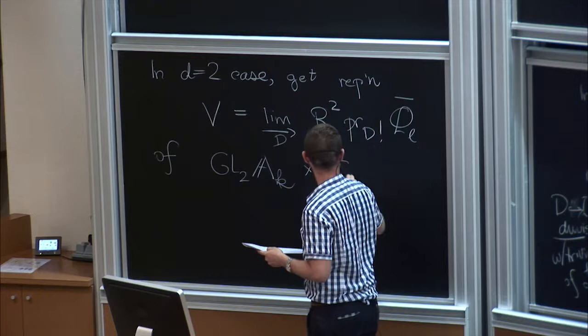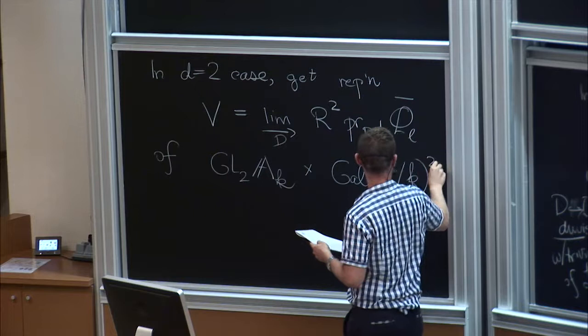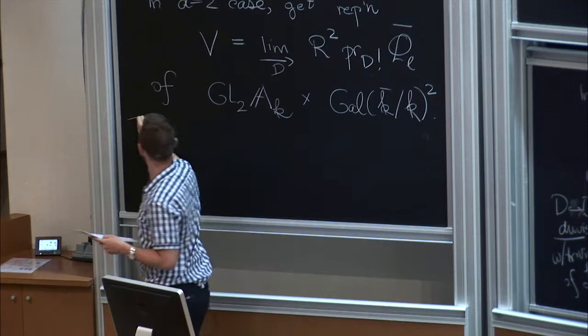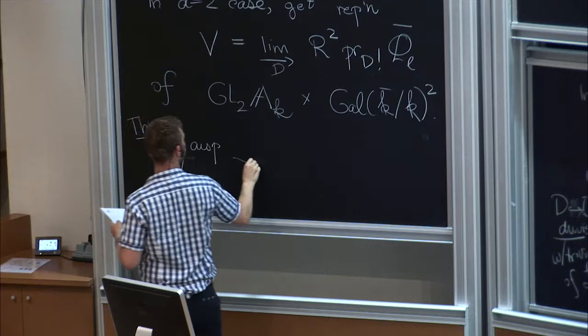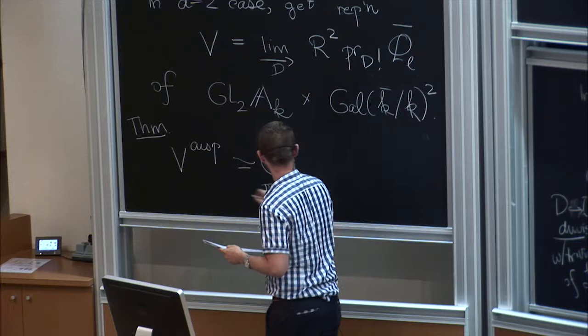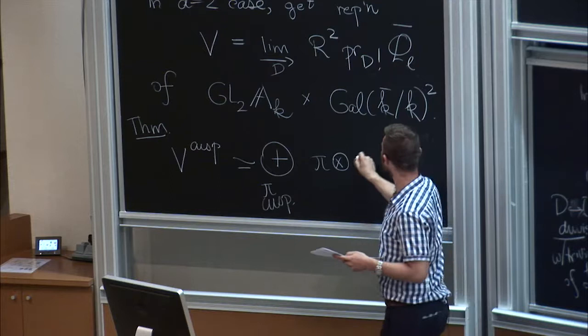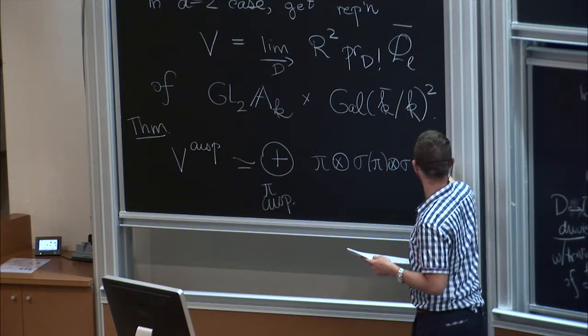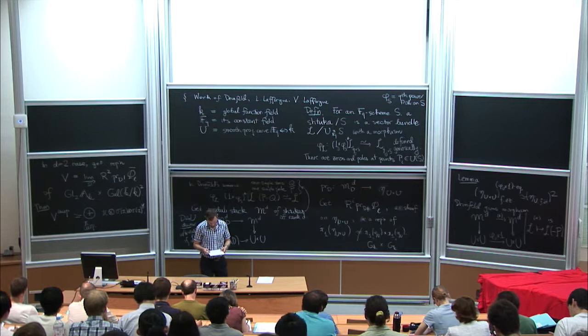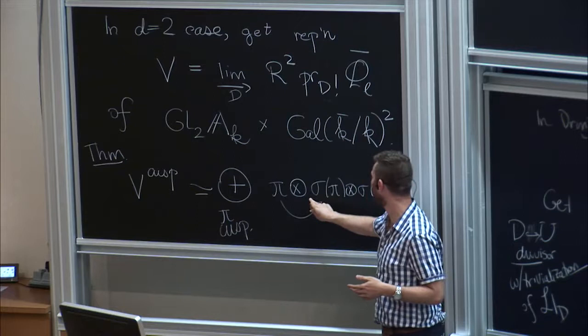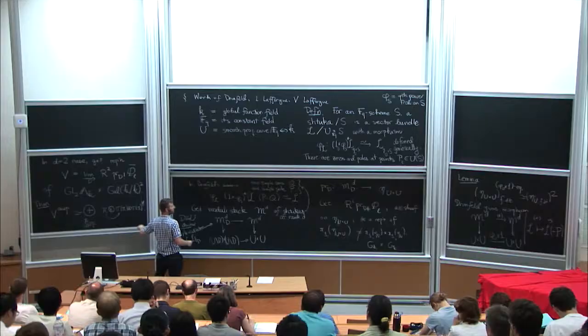Let's write it out this time. And Drinfeld's theorem is that the cuspidal part of this is a direct sum of cuspidal representations pi which are automorphic on GL2 of A_K, tensor, and now we need a representation here, and the way that it works is sigma of pi, tensor sigma of pi dual. In doing so, this is how Drinfeld constructs the direction pi to sigma of pi. He sees that it is something of this form. So far, so good.